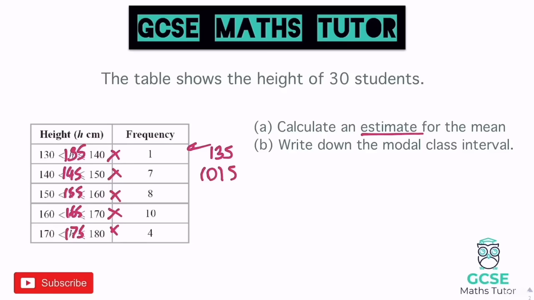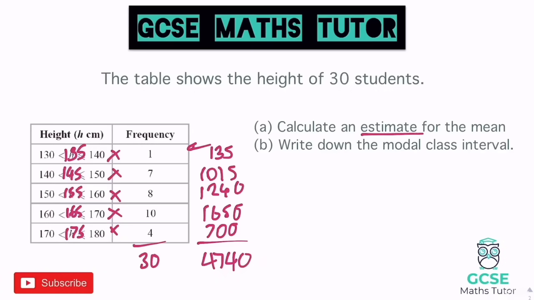8 times 155 is 1240, 10 times 165 we can do 1650, and 4 times 175 gives us 700. And again, from here, it's just the same process. We add those all together. So 700 plus 1,650 plus 1,240 plus 1015 plus 135 gives us a total there of 4,740. And again, it said that there were 30 students there, which we can find from the bottom.